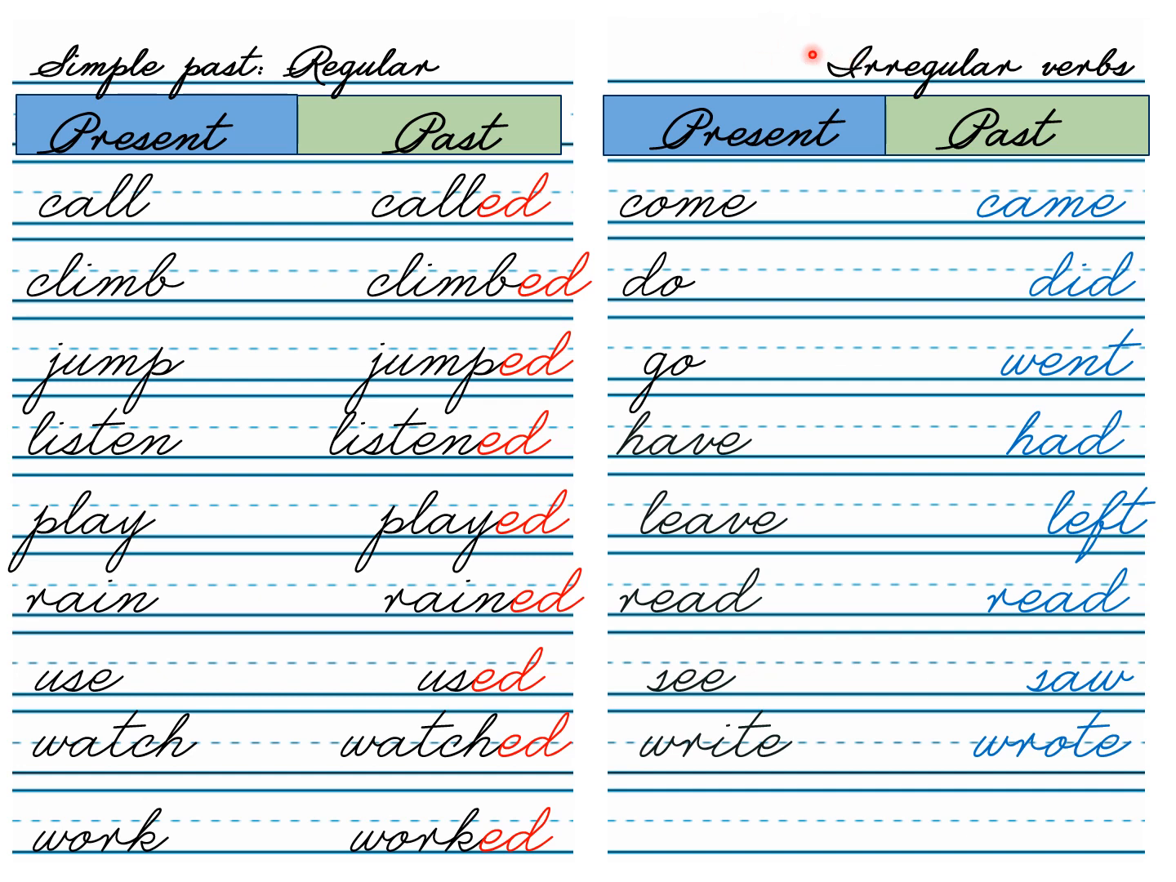Remember, irregular verbs are the verbs that change. Example, come, came, do, did, go, went. And we have to write them so that we can practice and review them.